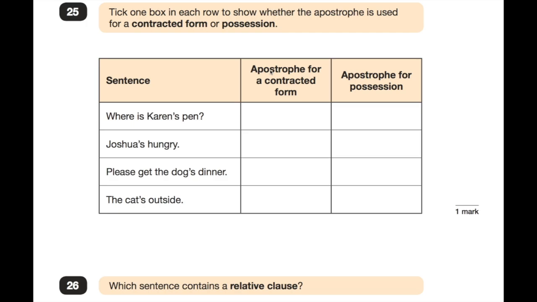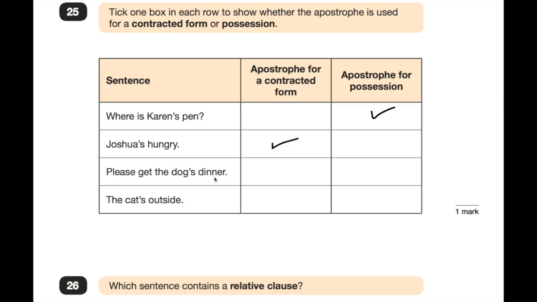Number 25 asks you to look at the sentence and see whether the apostrophe is being used for contraction or for possession. In the first one it says, where is Karen's pen? Well, we know that the pen belongs to Karen, it's her possession, therefore it's a possession. The second one says, Joshua's hungry. Well, that's short for Joshua is hungry, so the fact that it's short for something means it's a contraction.